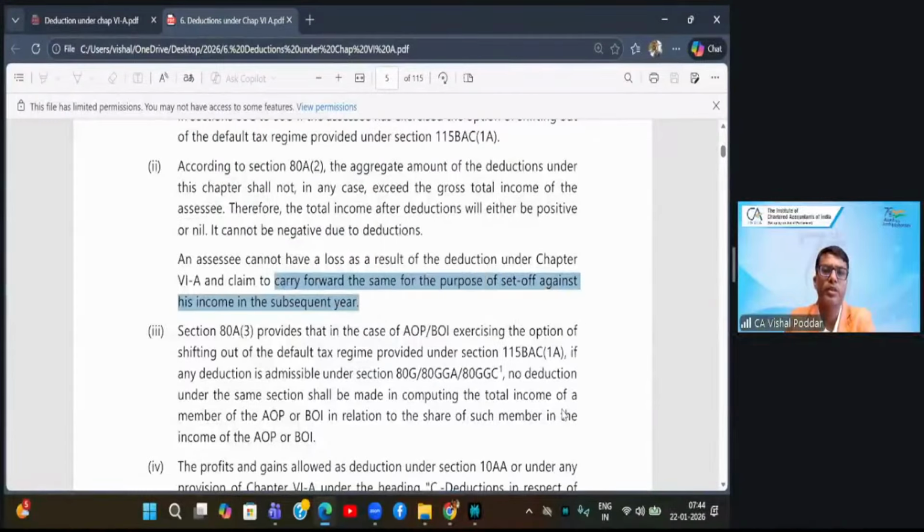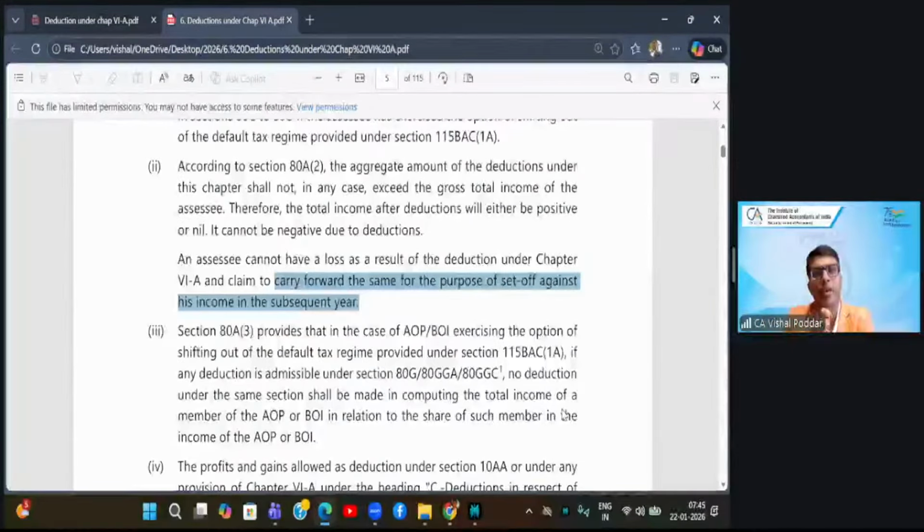You have just recently studied the topic of carry forward and set off. That carry forward is allowed only for losses. If you have excess deductions in this year, let us say out of 18 lakhs you have a deduction of 20 lakhs, you can adjust 18 lakhs only. So somebody will say, okay sir, then 2 lakhs I'll carry forward and adjust in the next year. That is not allowed. So what is clarified in the second point is that deduction cannot exceed the gross total income. If you have excess deduction, it will lapse.